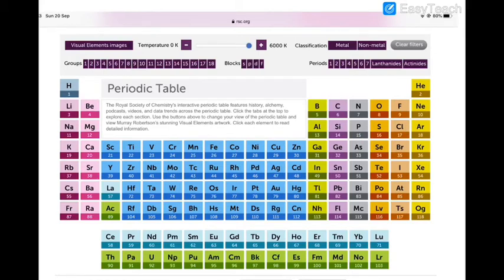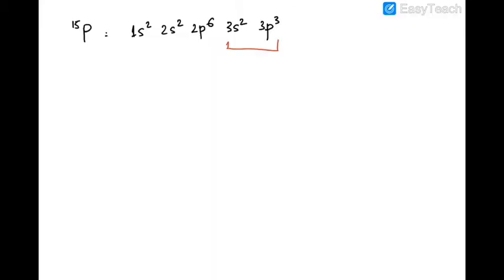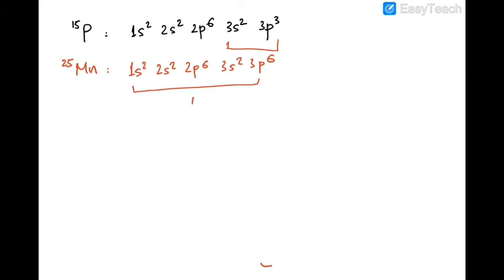Okay. Now let's take another example, which is manganese, with atomic number 25. So we can write it down like this: 1s2, 2s2, 2p6, 3s2, 3p6. And up to this point, we have how many electrons? 18 electrons. So we're lacking 7 more. We have to put 7 more electrons.